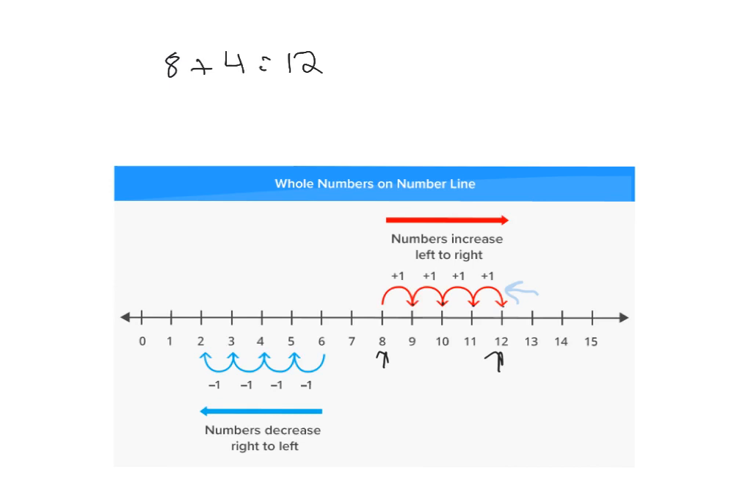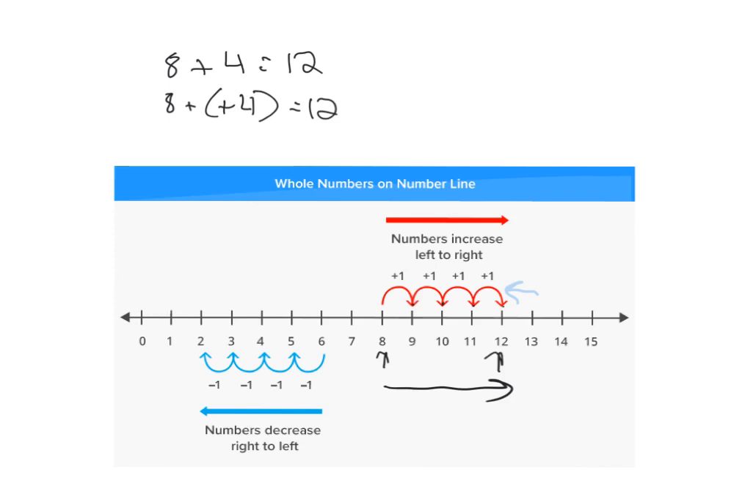This is math we've been doing for years. But I would encourage you to start to look at this as not just 8 plus 4 equals 12, but 8 plus a positive 4 sends us to 12. So when we're adding positive things, that is moving us to the right on the number line. Our numbers are increasing.